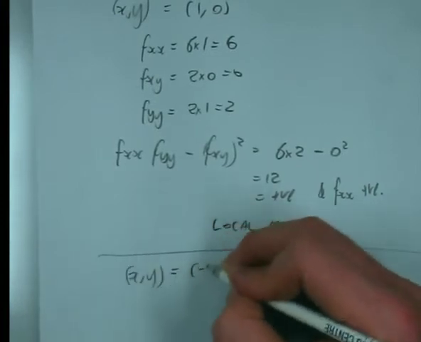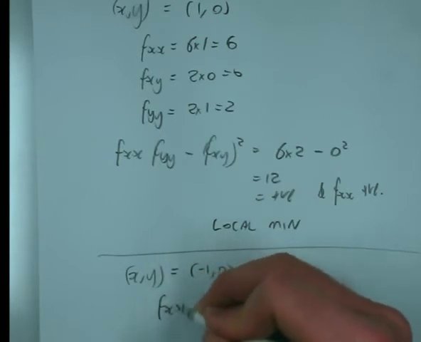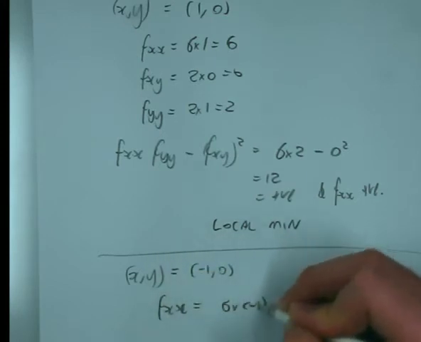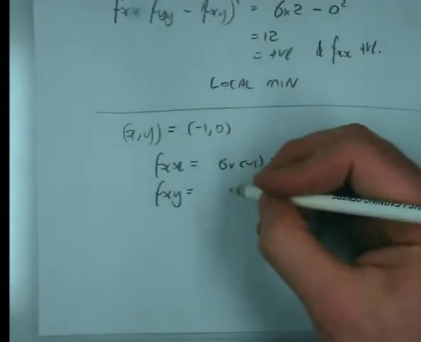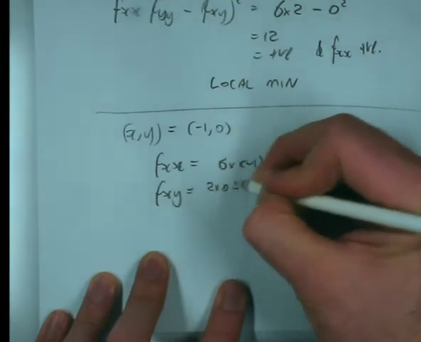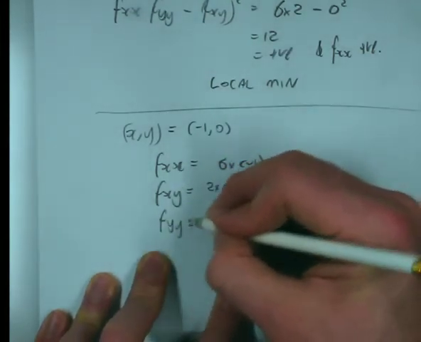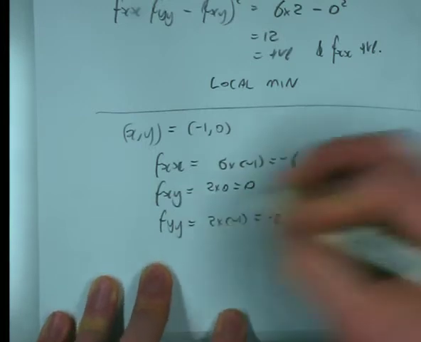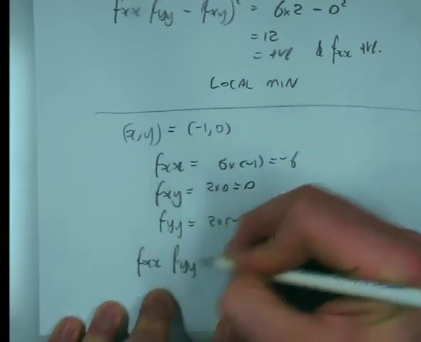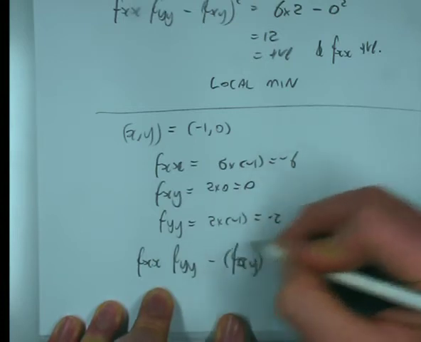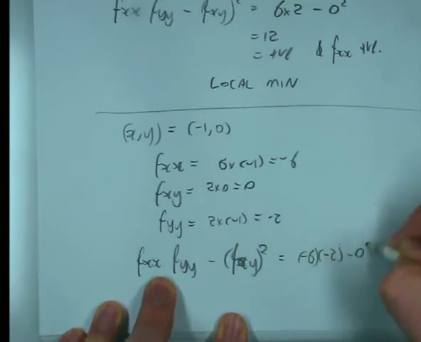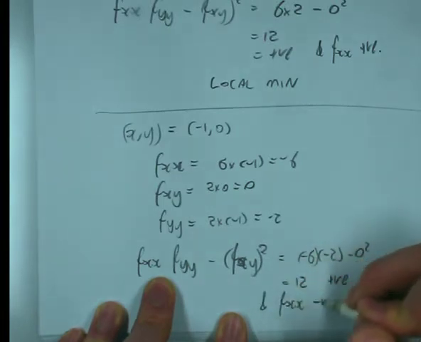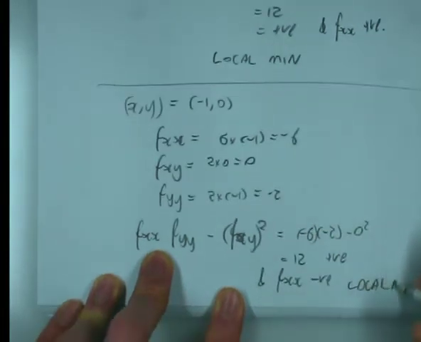xy is minus 1, 0. fxx is 6 times minus 1, which is minus 6. fxy is 2 times 0, which is 0. fyy is 2 times minus 1, which is minus 2. fxx fyy minus fxy squared is minus 6 times minus 2 minus 0 squared, which is plus 12, which is positive, and fxx is negative, so therefore it's a local max.